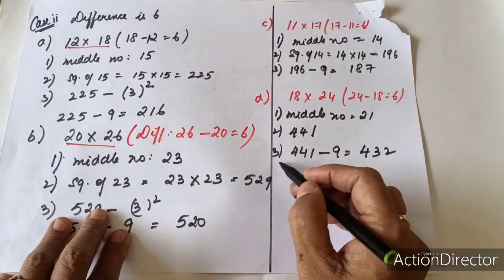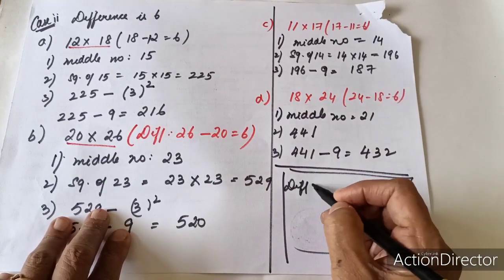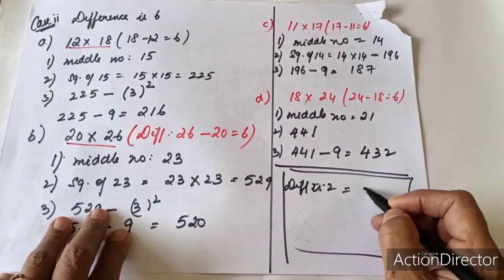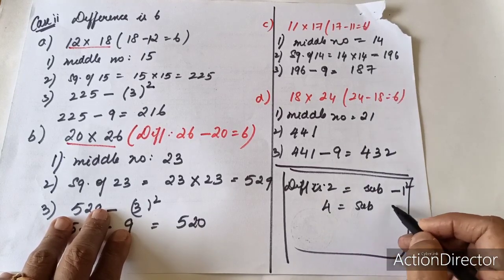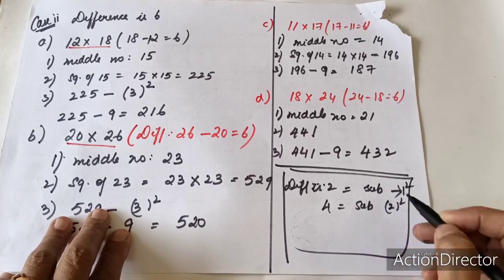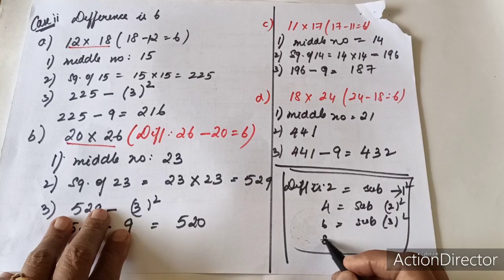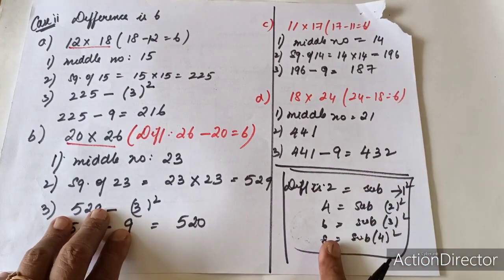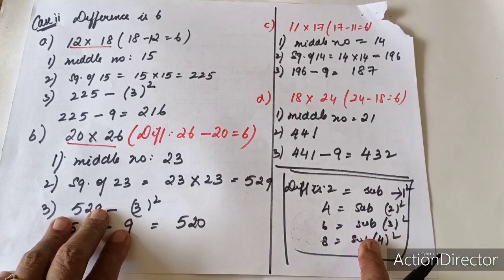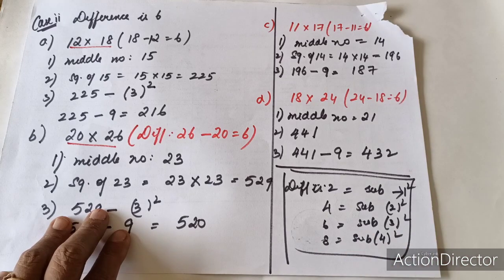So first you have to remember these points. When the difference is 1, difference is 2, you have to subtract 1 square. Difference is 4, subtract 2 square. And difference is 6, subtract 3 square. Difference is 8, subtract 4 square. So this is the generalized method. By seeing these, you can do it for other numbers also, where the difference is 6, 8, 10, 12, 14, etc.